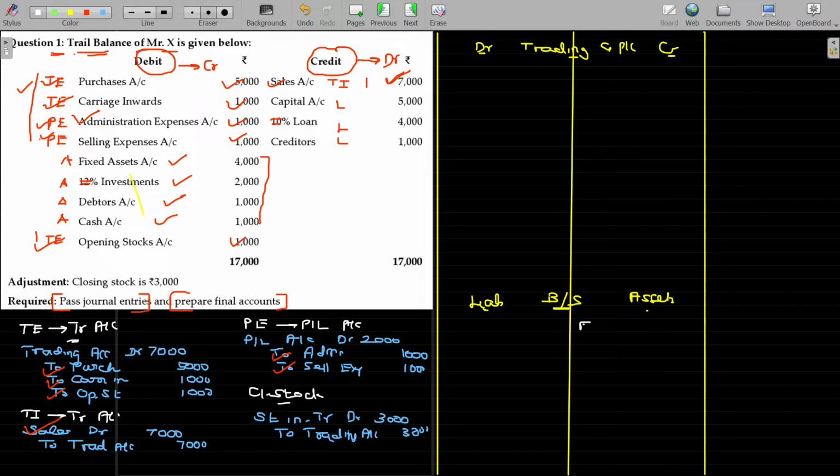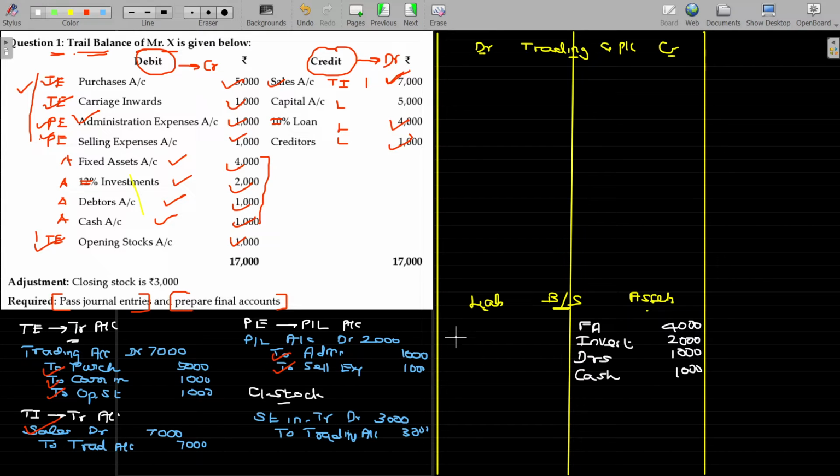So here the entry being fixed assets, value being 4000. Investments, value being 2000. Debtors, the value being 1000. Cash, the value being 1000. So we have now posted all the items available in the debit side of the trial balance. And in the credit side also we have these three: loan, creditors and capital.